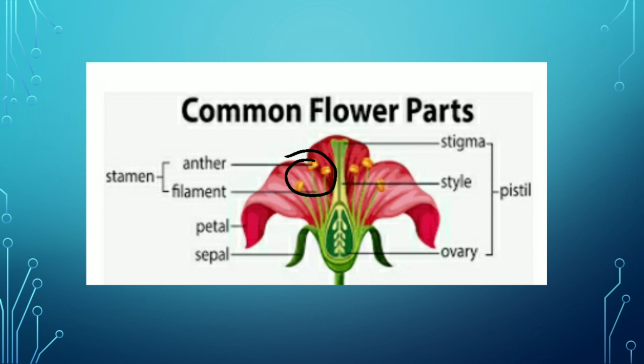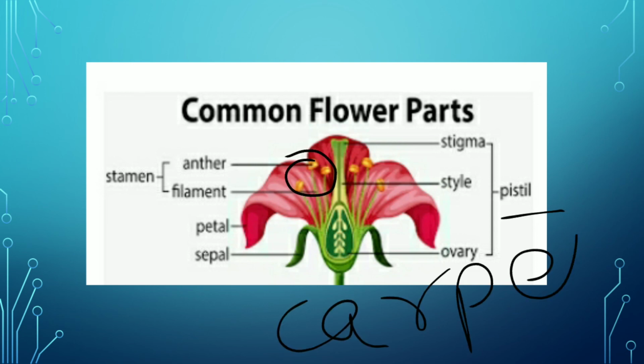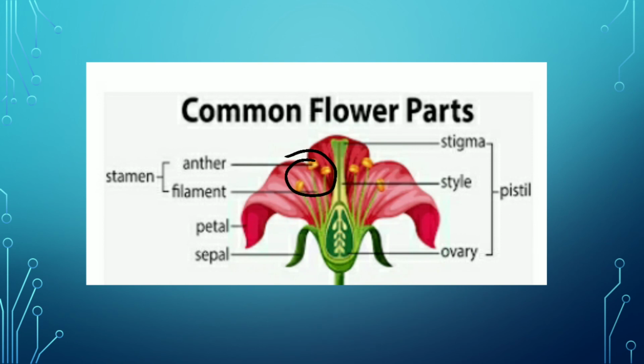Now, let us see pistil, and the other name for pistil is carpel. So, now let us see what it is. It is a female reproductive part which is present in the center of the flower, and it comprises mainly three parts, that is stigma, style and ovary.